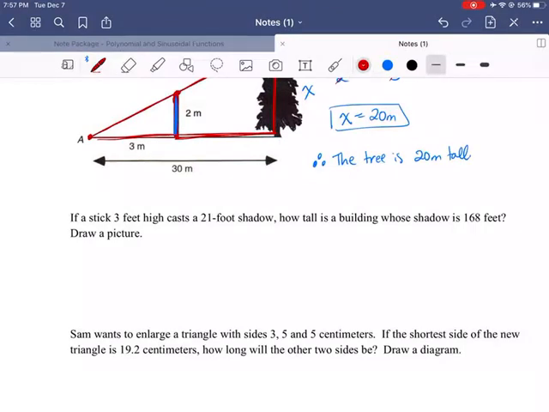So here we got a word example. So if a stick 3 feet high casts a 21-foot shadow, how tall is a building whose shadow is 168 feet? So draw a picture.